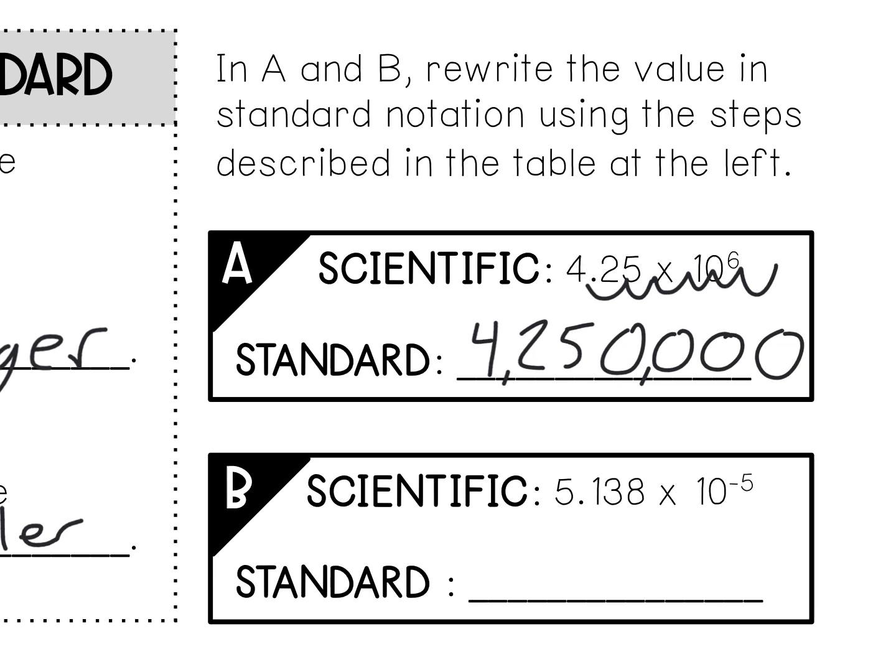So same thing down here. 5, 1, 3, 8. And if I take the decimal and go 1, 2, 3, 4, 5, I get decimal and 1, 2, 3, 4 zeros.